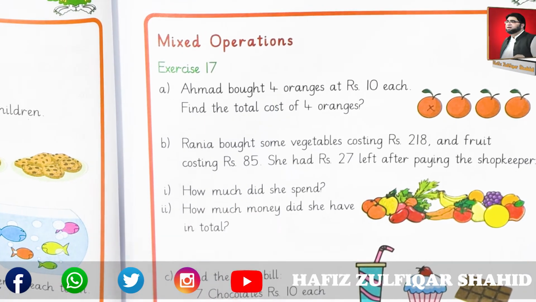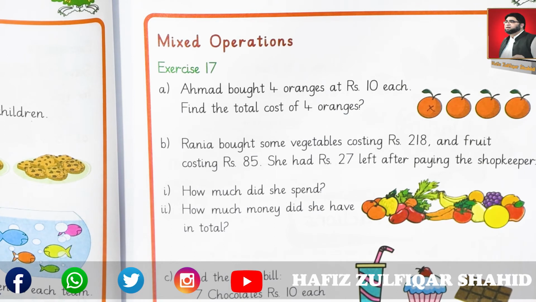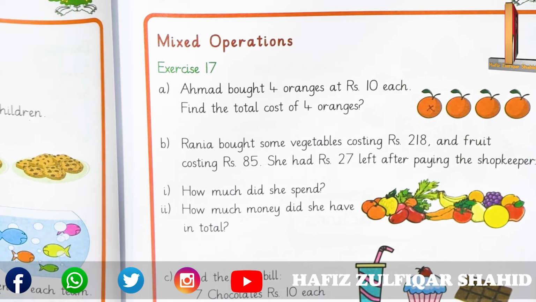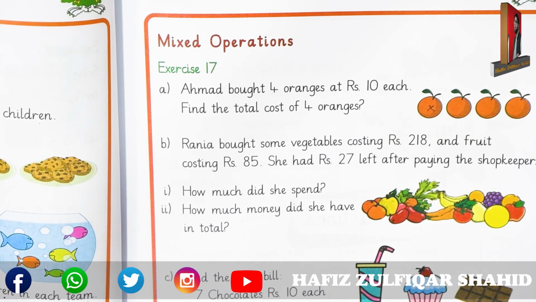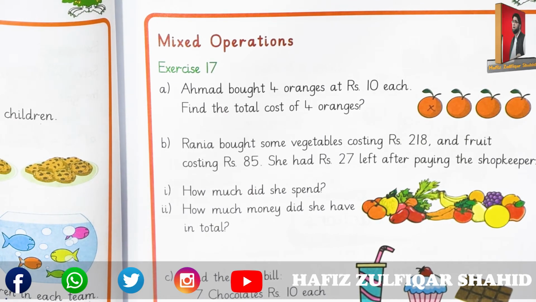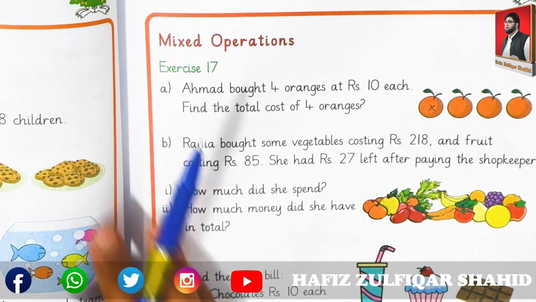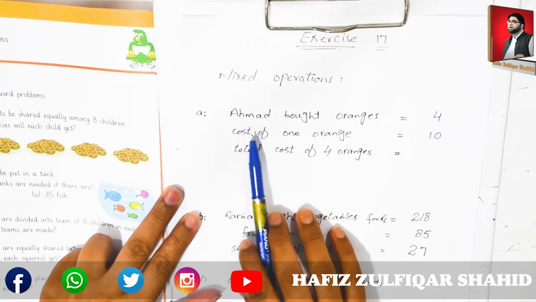Ahmed bought 4 oranges at rupees 10 each. Find the total cost of 4 oranges. See, Ahmed bought how many oranges? He bought 4 oranges. And he paid 10 rupees against each orange. It means one orange costs rupees 10. Let's solve it. Write the statement like this.